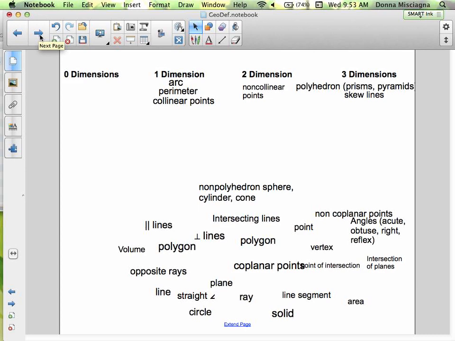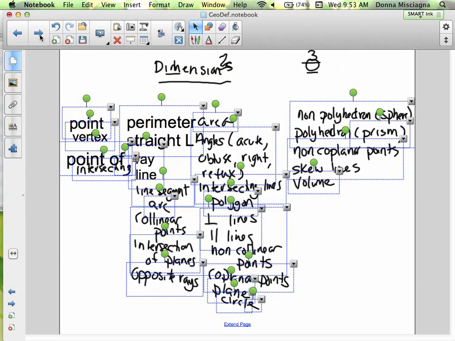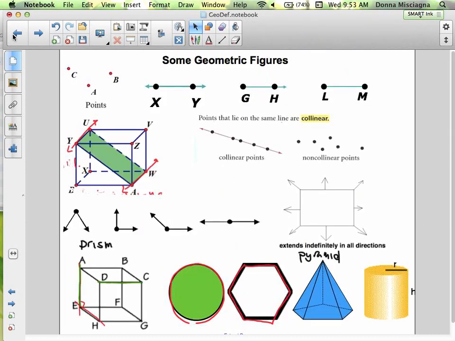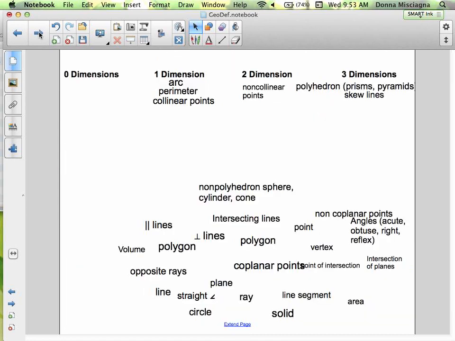Volume. Volume is, oops, wrong way. We don't want to see that. I made it look from icky to pretty. Volume is we're measuring the amount of stuff inside a three-dimensional object, like a cylinder or a pyramid or a prism. So if we're measuring the amount of stuff inside a three-dimensional object, that is going to be 3 dimensions as well. So volume is 3 dimensions.